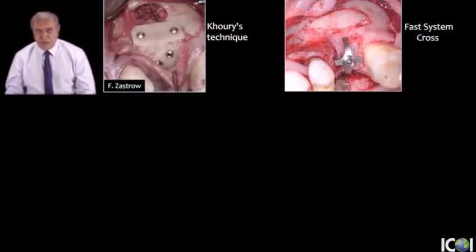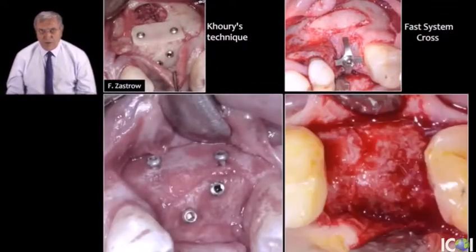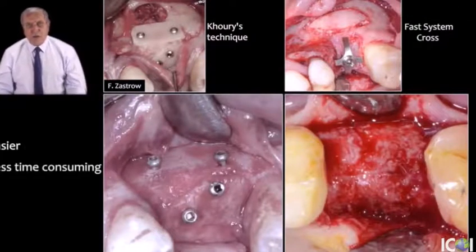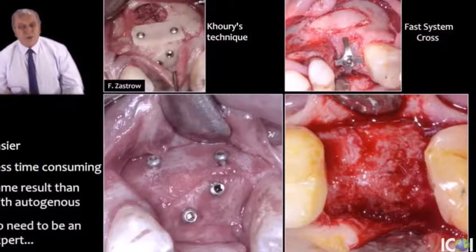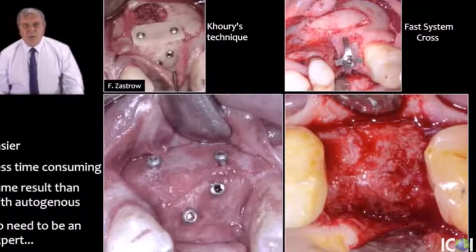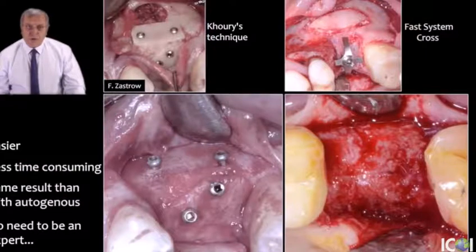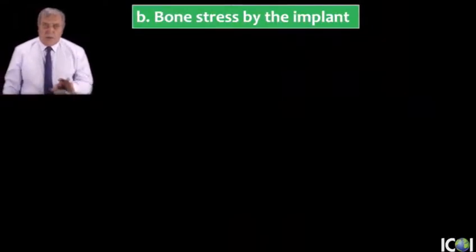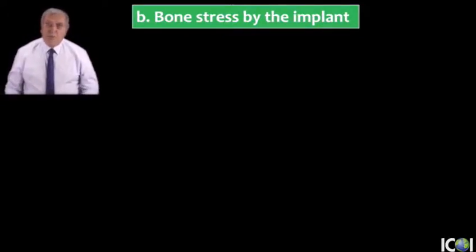But in this case, we use just a simple system to organize a space without pressure. What is the result? Exactly the same. But you understand that using just a spacer will be done with much less time, for the same reason as with autogenous. And you don't need to be an expert to place a screw. The implant is also a good material to press the bone.